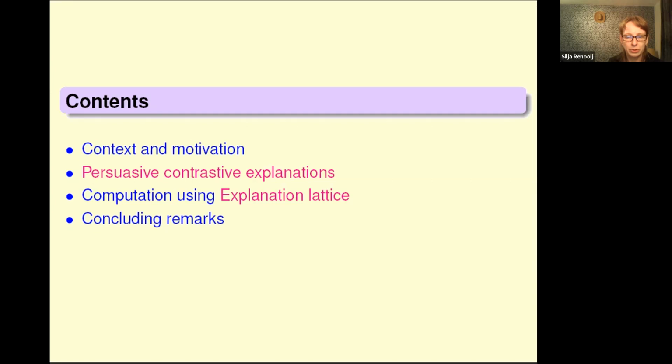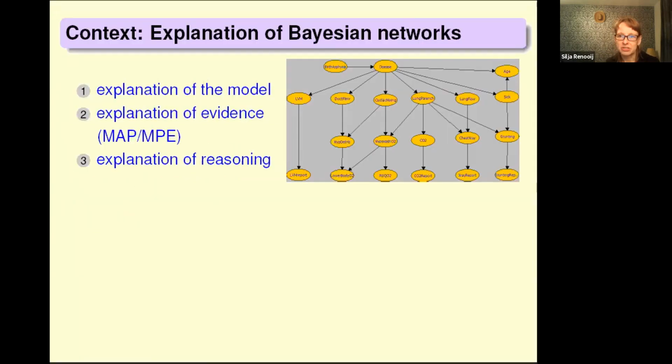explanations, which we call persuasive contrastive explanations. But you will see that there are a number of things and concepts that you will recognize and have also seen before today in various similar versions of it. Then I'll introduce what we call an explanation lattice, which is what we use to compute these kind of explanations, and end with some conclusions.